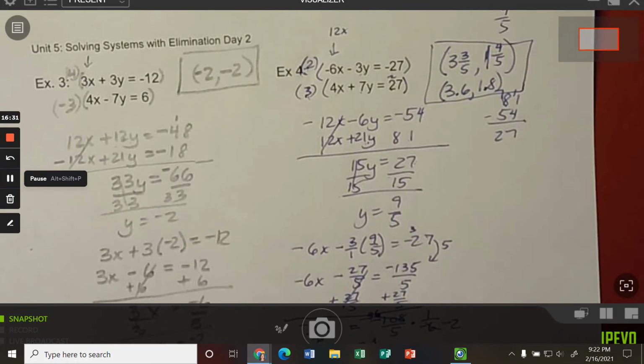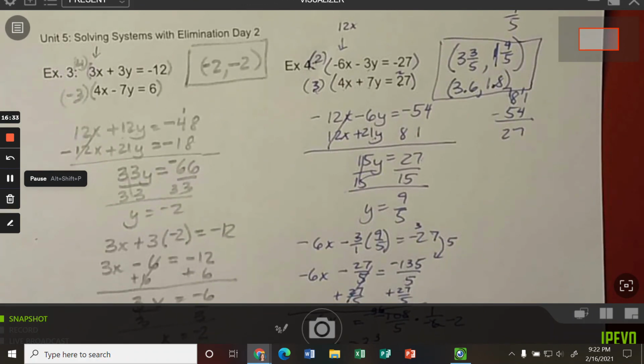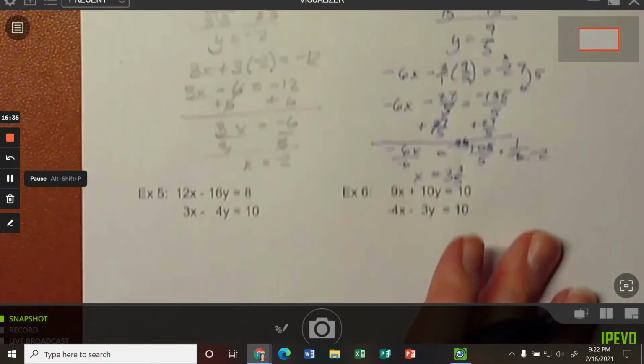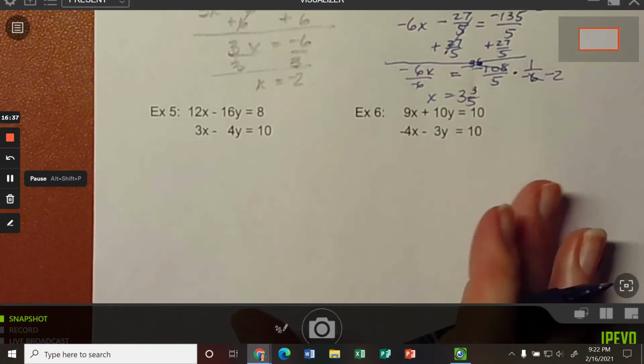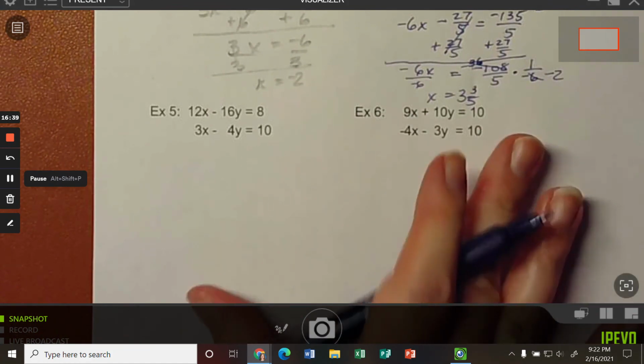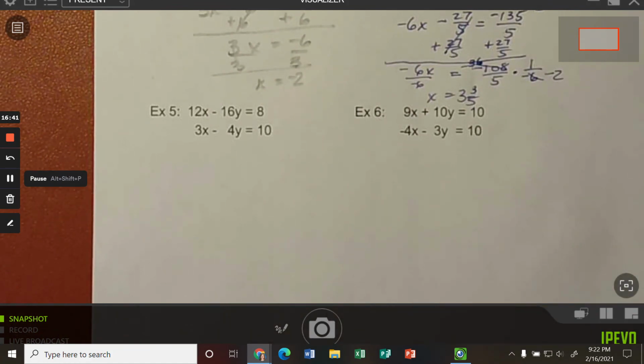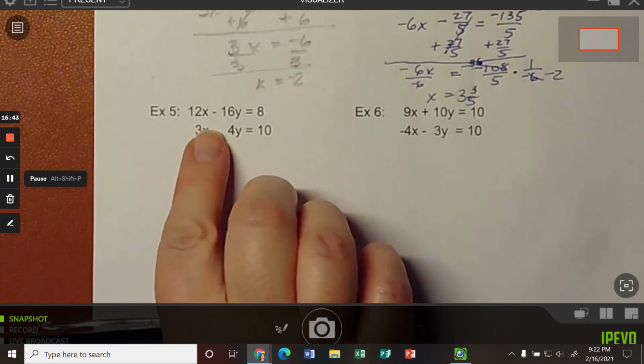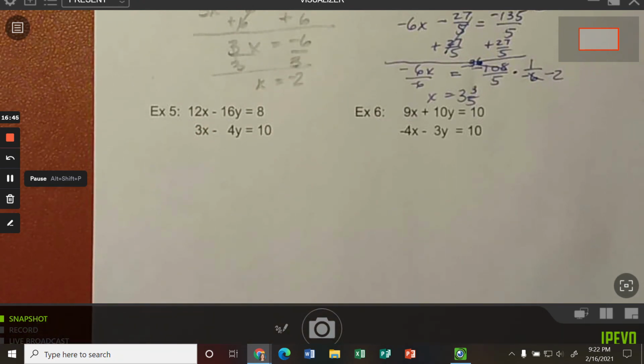I don't think that problem was supposed to be that complex. So good practice for you to either refresh your memory with decimals and fractions and to check for accuracy as well. So let's go ahead to number 5.